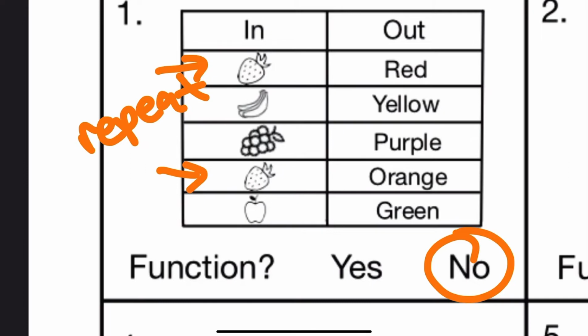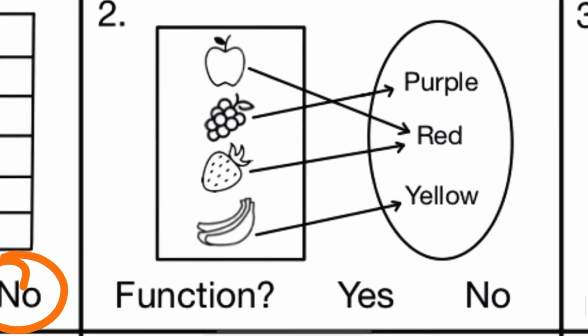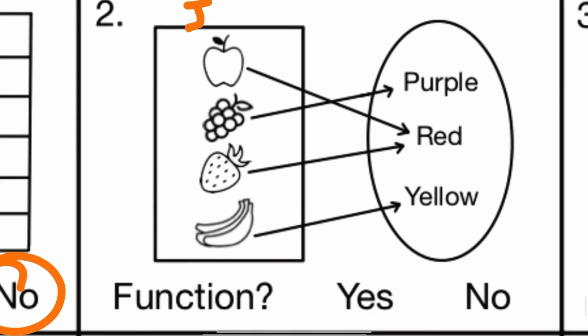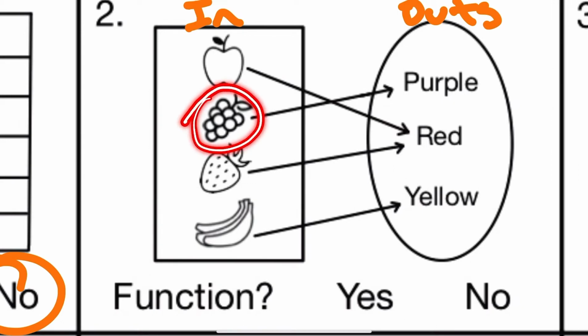If we put in strawberries more than once, it should just be red every time. Okay, all right. Well, let's use that same idea for the mapping problem. This is number 2. This is a map. So we still have our ins and our outs. Okay. So let's read this. If we put in apples, they should be red. Okay, sure. Yeah, it makes sense. Red apples do exist. All right. Grapes are going to match to purple. Okay, yeah, because grapes can be purple.